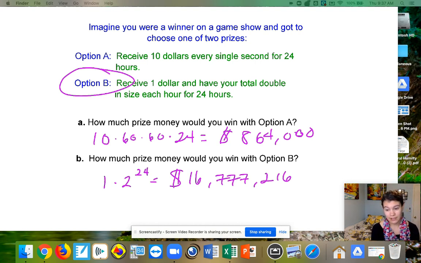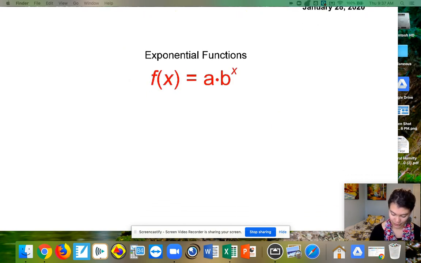So if you're ever in the situation where you're trying to pick a prize, you want to pick the one that is exponential growth versus just like a linear, like straight multiplying. Life tip there. So what are exponential functions?